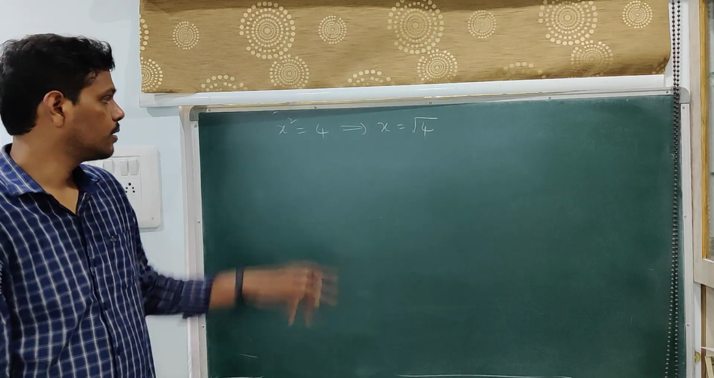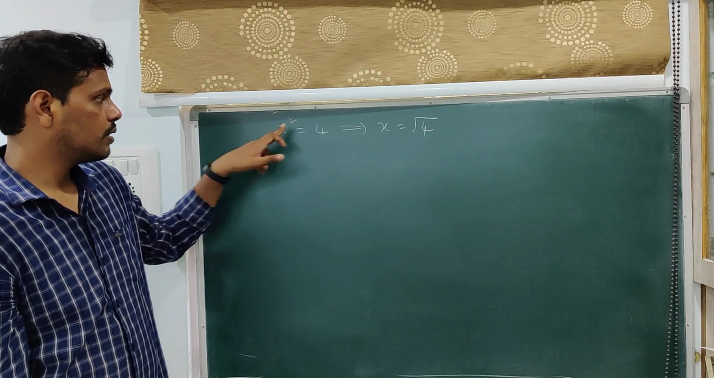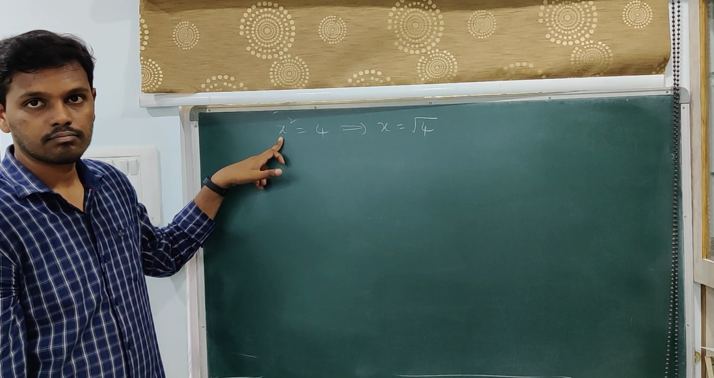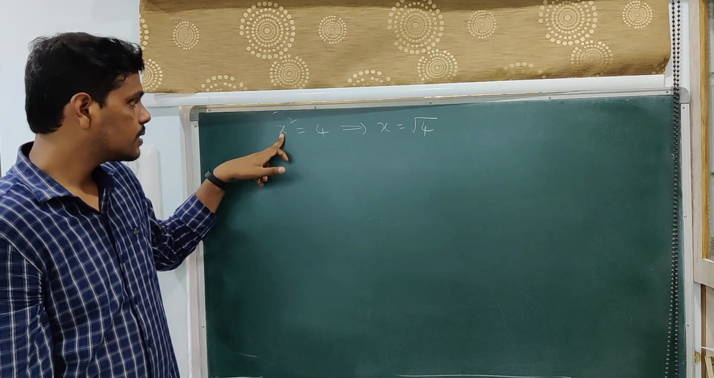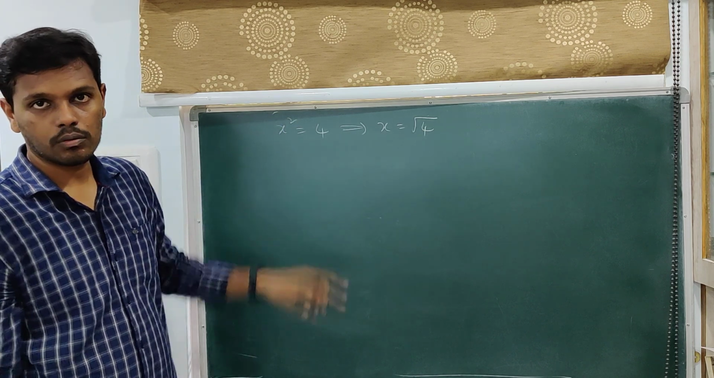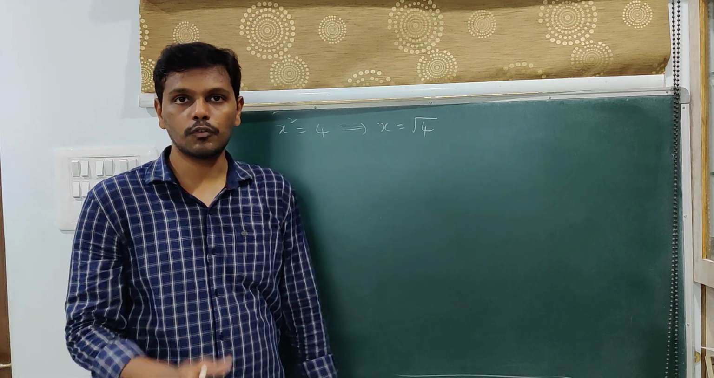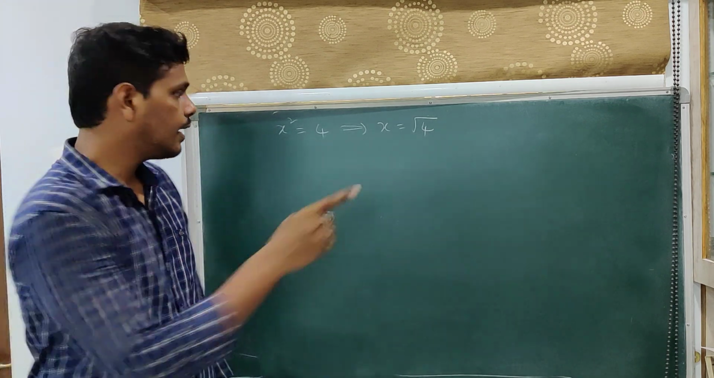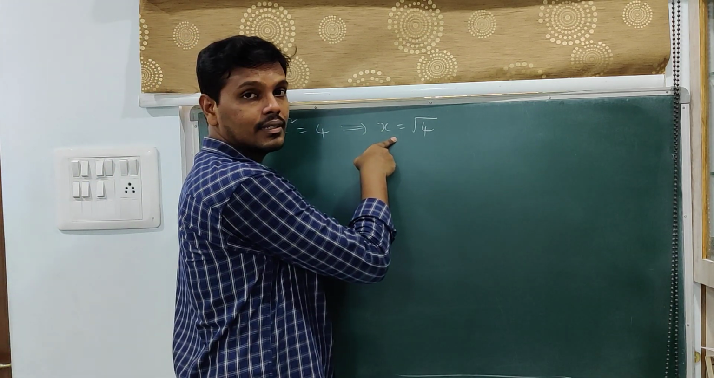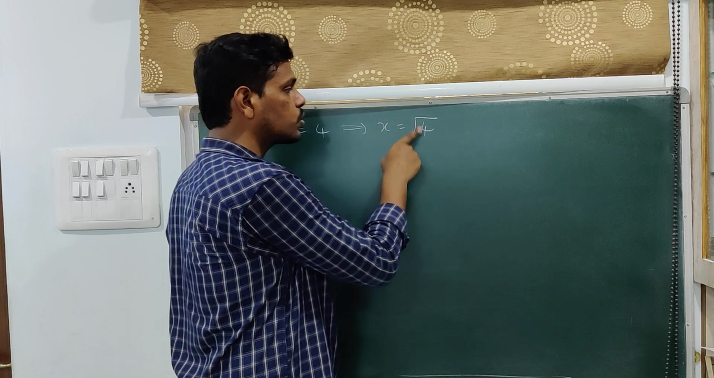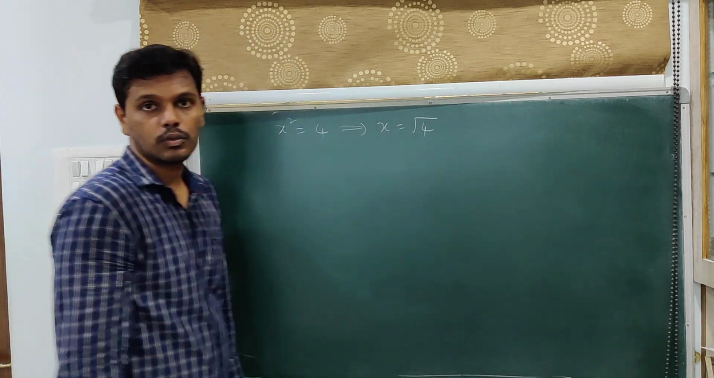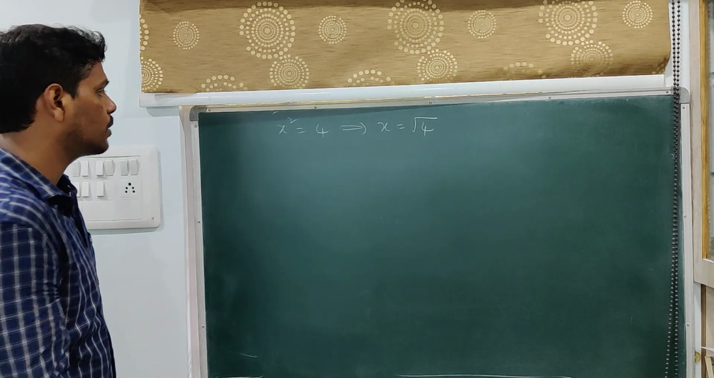Whatever we are reading, we are trying to write in a symbolic form. That is what I have done. 4 is the square of x, and x is called the square root of 4. That statement I have mathematically written in the form of an equation: x is the square root of 4.